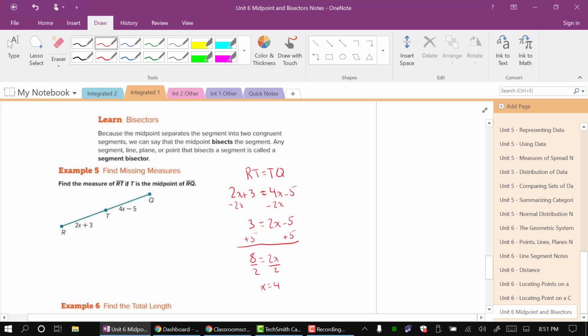But I didn't want to find that. I wanted to find the measure of RT right here. Well, we know RT has a length of 2x plus 3. So we're going to plug in 4. So that's 2 times 4 plus 3, so that's 8 plus 3. So RT equals 11. So we found the measure of RT.